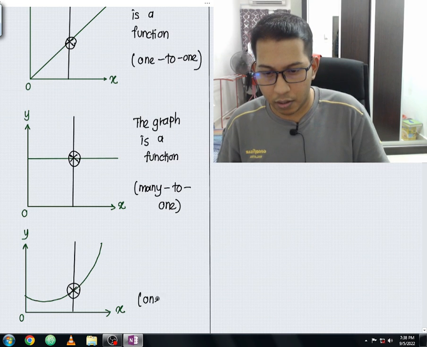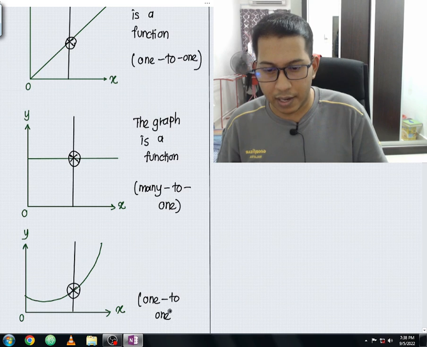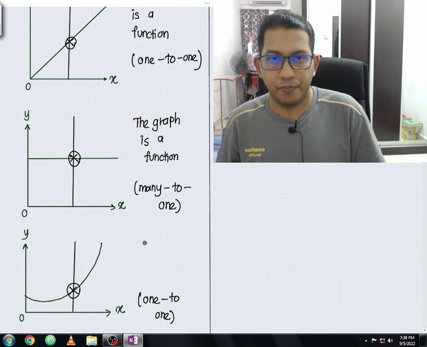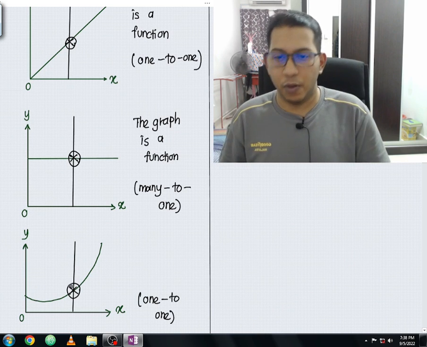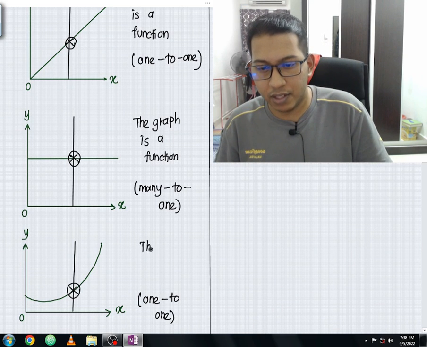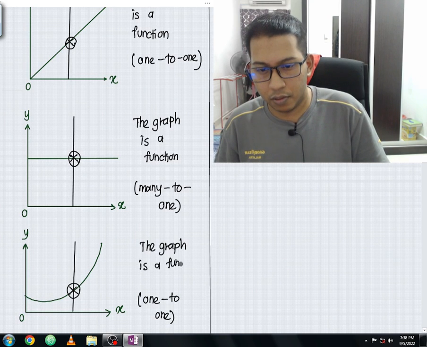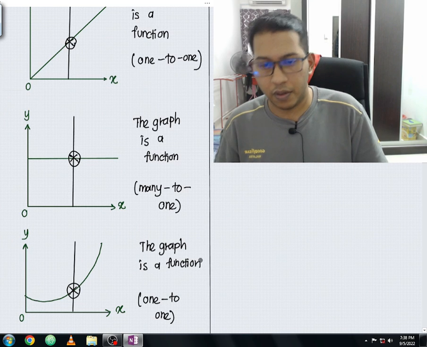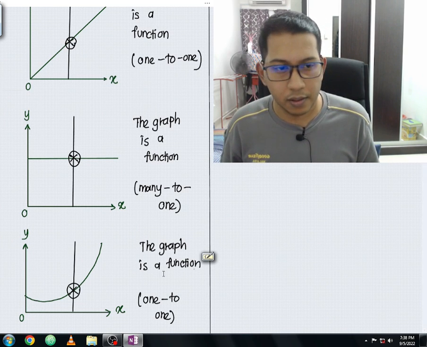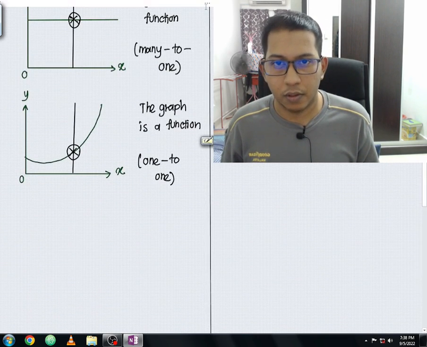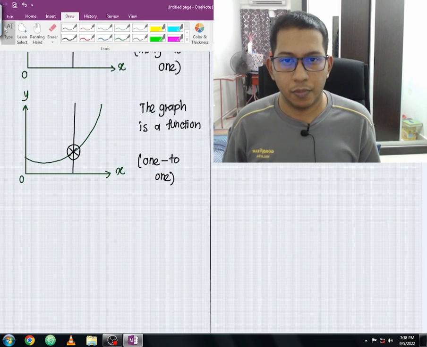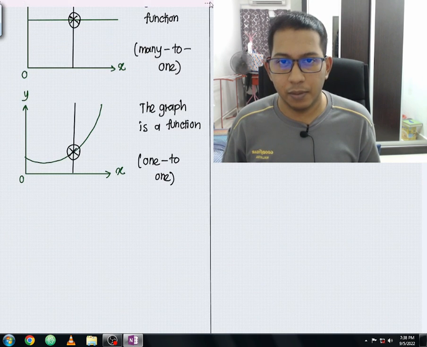One to one relations. So is this graph a function? Yes, it is. The graph is a function. Continue with the next example.